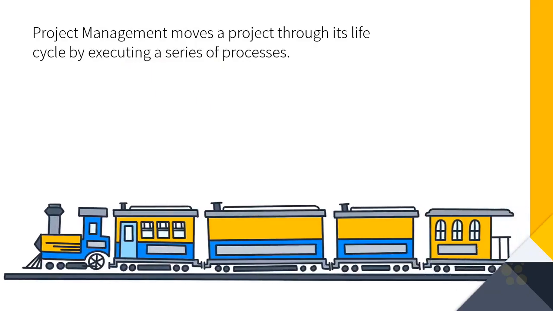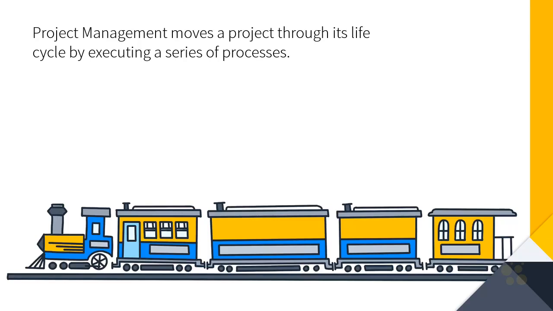So, a process is a series of steps that we take in order to achieve a particular result. And one way of thinking about it is that the purpose of project management is to move the project through its life cycle by executing a series of processes. Now, that sounds sensible enough. For example, one process might be determine the budget, or another one might be monitor risks.